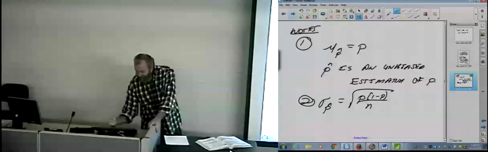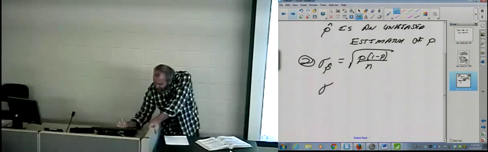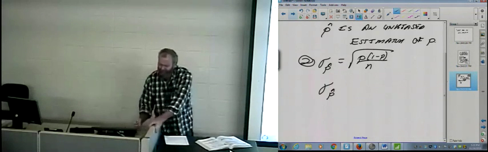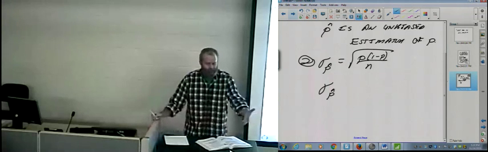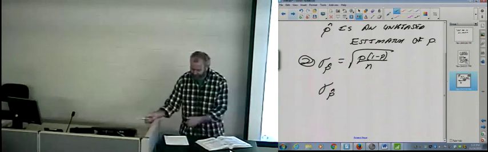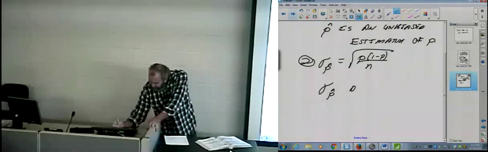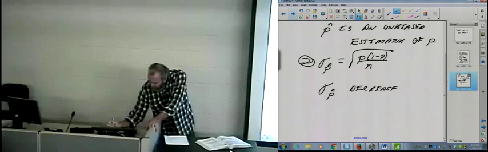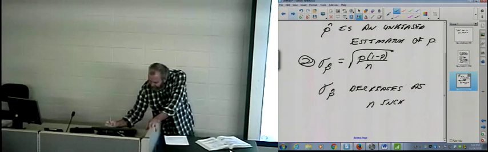The first thing I see is sigma, the standard deviation of the sampling distribution of p hat, sigma subscripted with p hat, decreases as n increases.